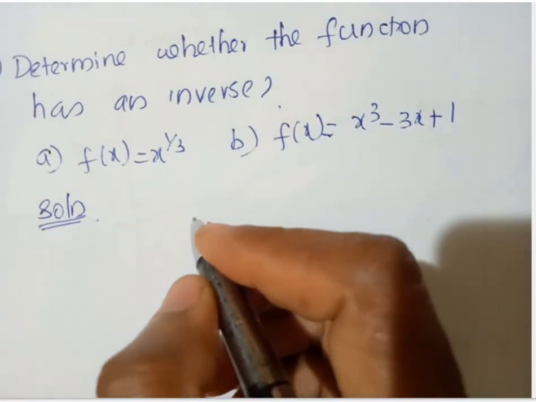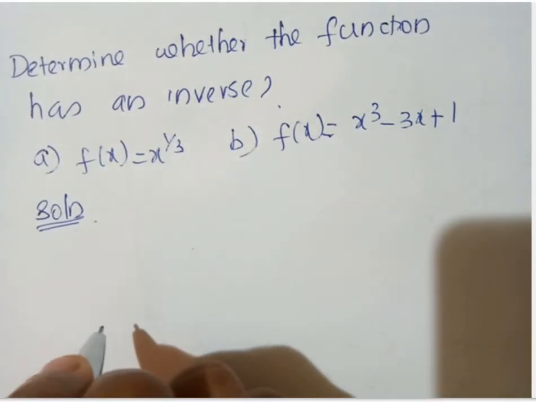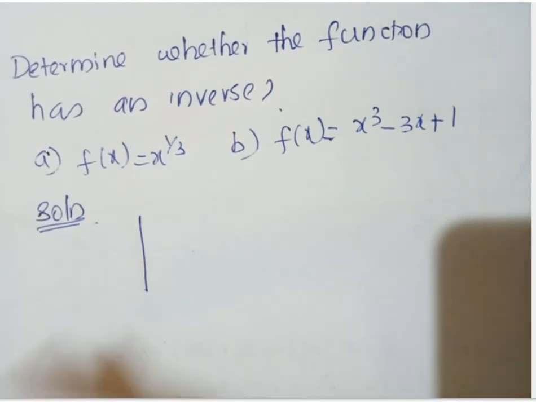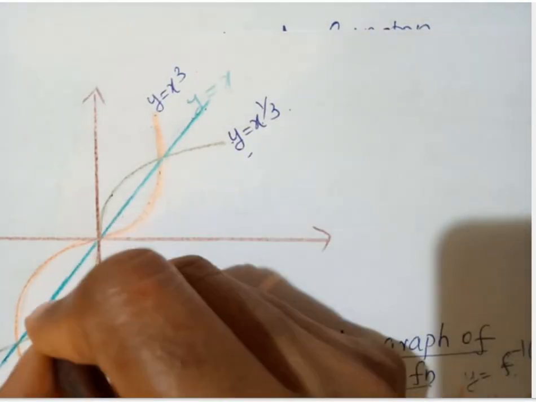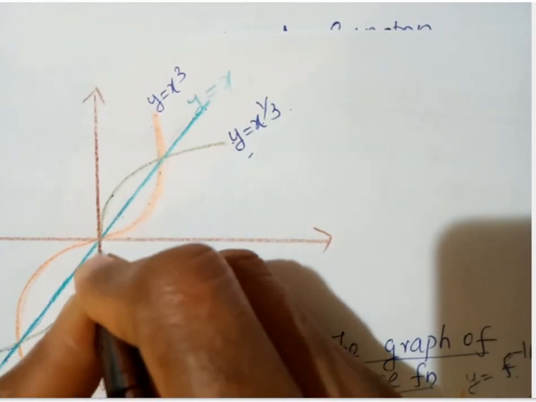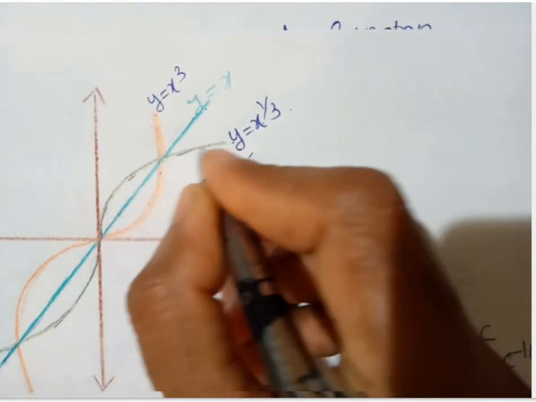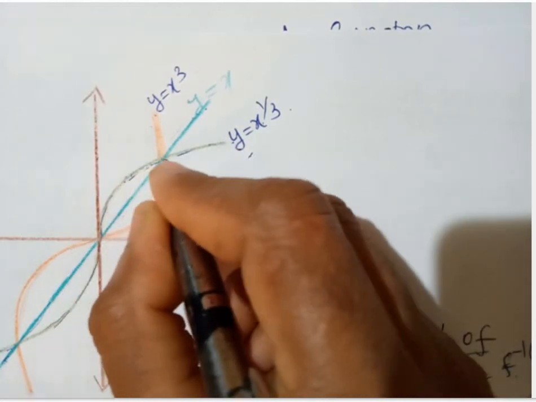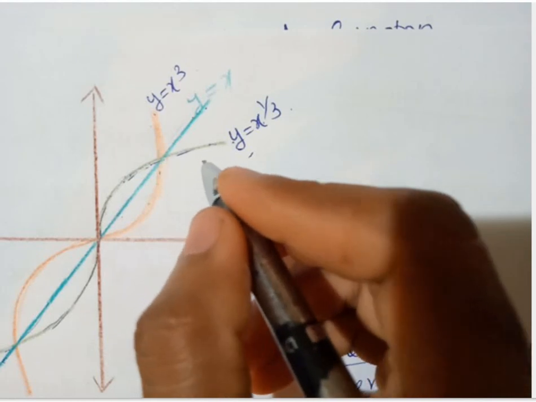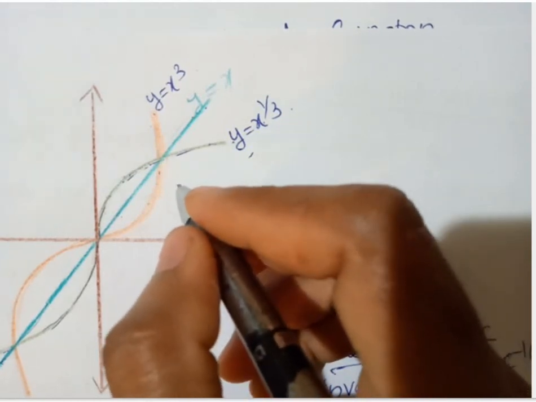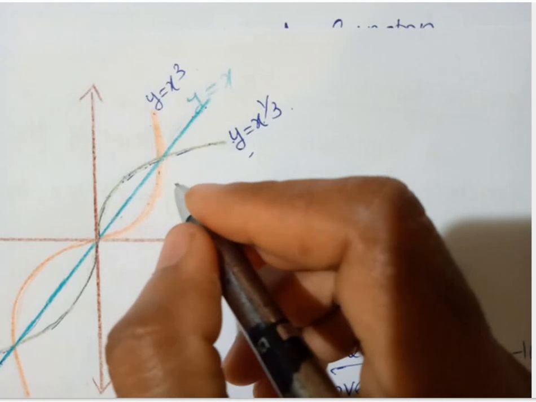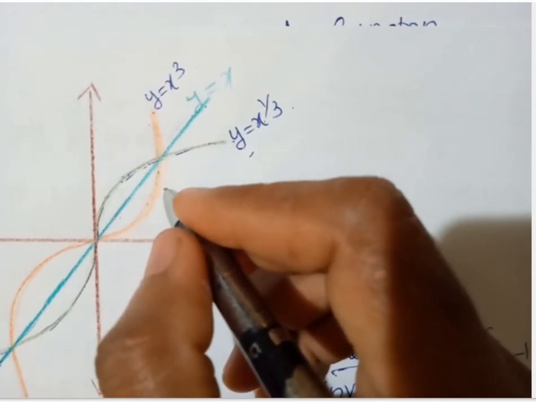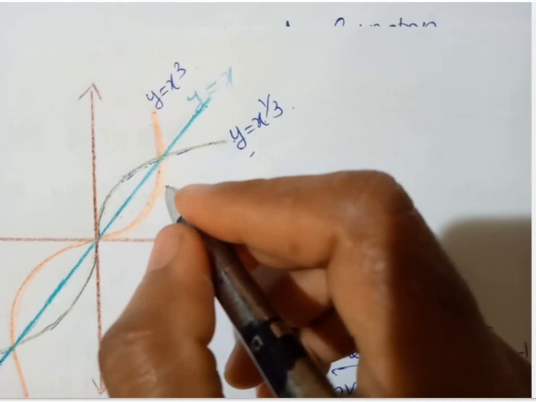f of x equal to x raised to 1 by 3. You know the graph of x raised to 1 by 3. This is the graph of x raised to 1 by 3. Right? So, using the horizontal test, what is the horizontal line test?